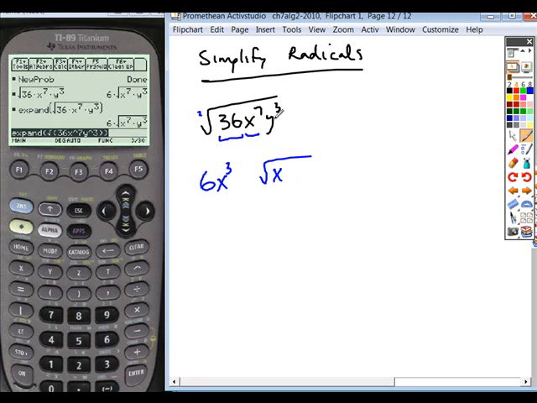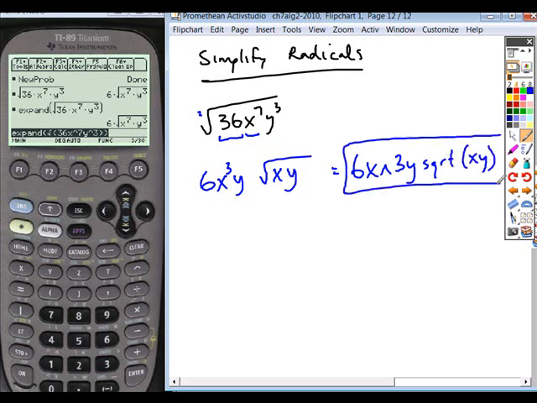Okay, and then what about the y cubed? How many groups of 2 can you remove? 1, so that comes out as y to the first, but don't write a power of 1. It's unwritten. So y comes out, and when you remove 1 group of 2, how many y's will be left inside the radical? 1. So this winds up being your answer. And so if you were entering this online, this is the way that you would enter that.